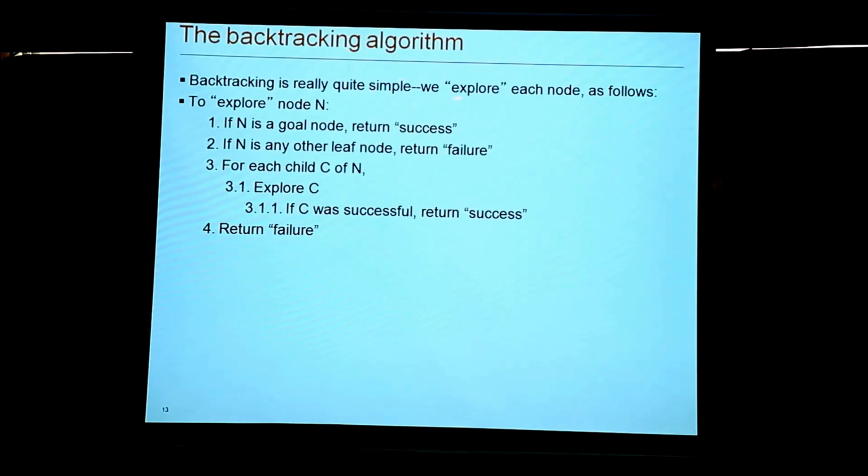At every node we try to explore that intermediate node. So suppose you are exploring node n. If n is the goal node, we will return success, and if n is any other leaf node, then we will return failure, or we will go back to the previous dead end. And for every child c of n, we will explore c, and if c was successful, we will return success, else we will go back. So that's the idea. Return failure means we will go back to the previous junction.